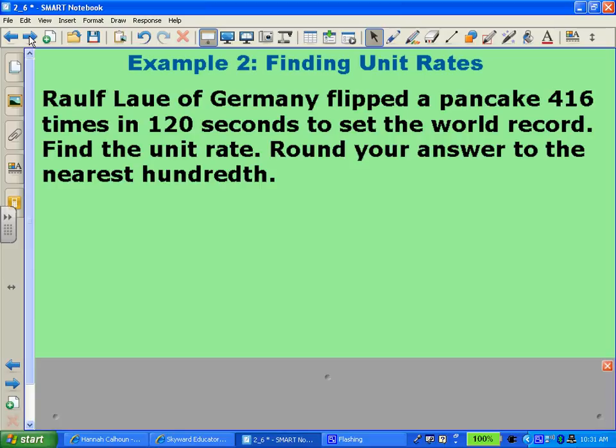They'll also want you to find unit rates. In this problem, we have Ralph from Germany, and he flips pancakes 416 times in 120 seconds to set a world record. Find the unit rate. So we have 416 pancakes in 120 seconds. Now we want to know how many pancakes that would be in 1 second. So we want to know x, essentially.